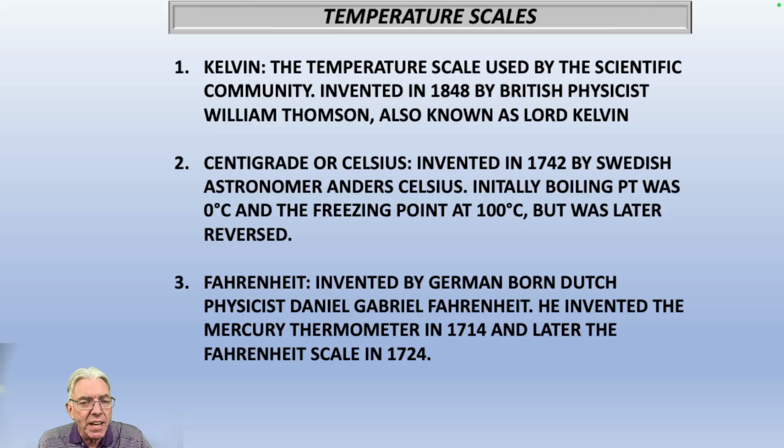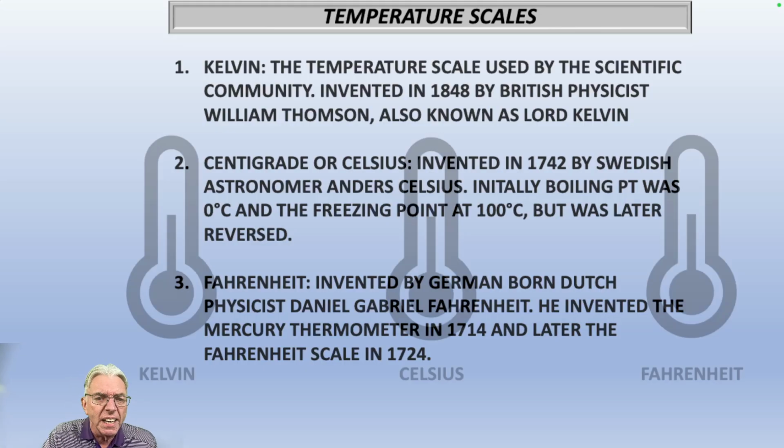So these dates actually go backward. The mercury thermometer was invented first, the Fahrenheit scale 10 years after that. Then in 1742, 18 years after that, the centigrade scale was invented, and then it was more than 100 years after that before the Kelvin scale came along.